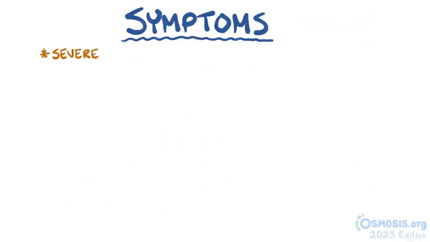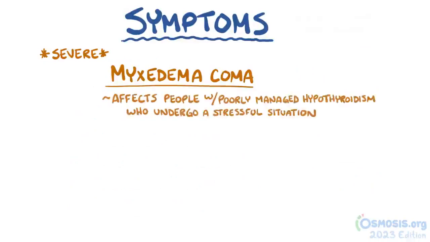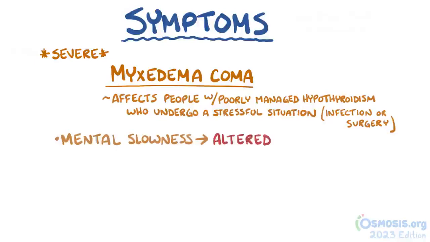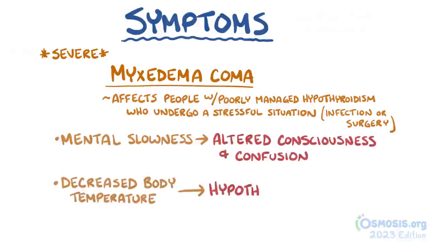There's also a severe, life-threatening form of hypothyroidism called myxedema coma, which affects people with poorly managed hypothyroidism who undergo a stressful situation, like a serious infection or surgery. For example, mental slowness turns into altered consciousness and confusion, and decreased body temperature turns to hypothermia.